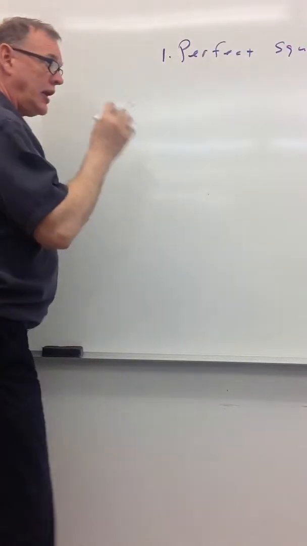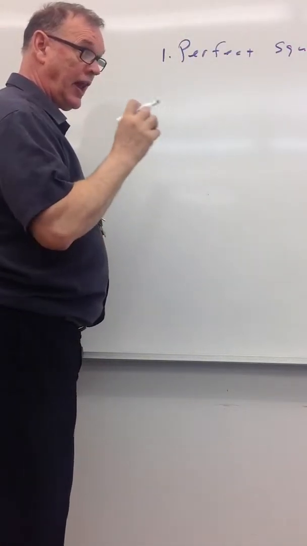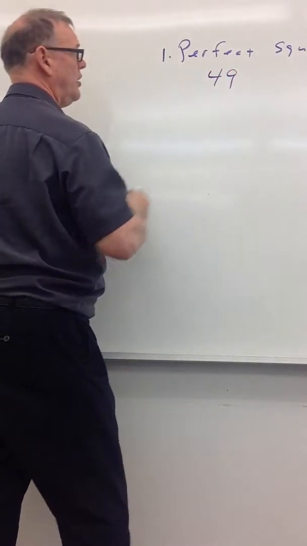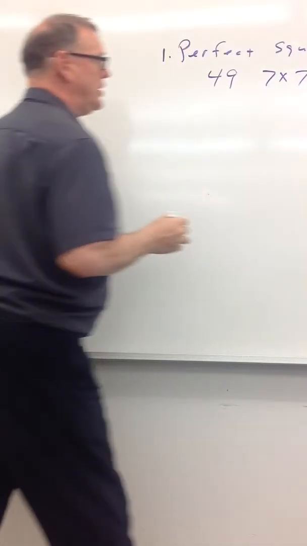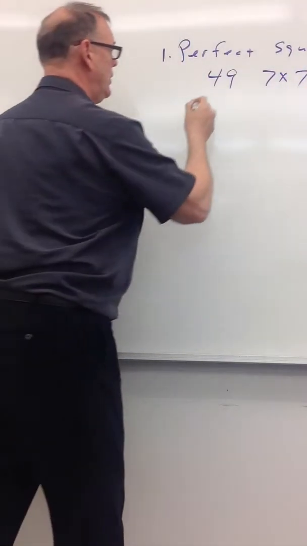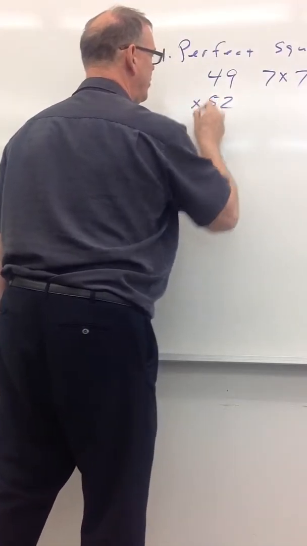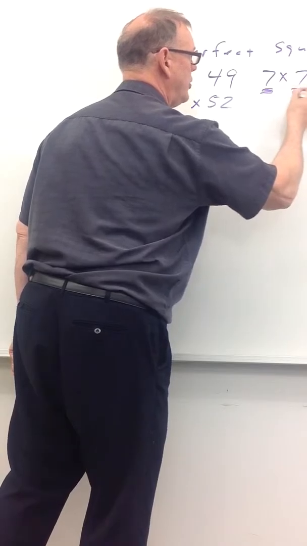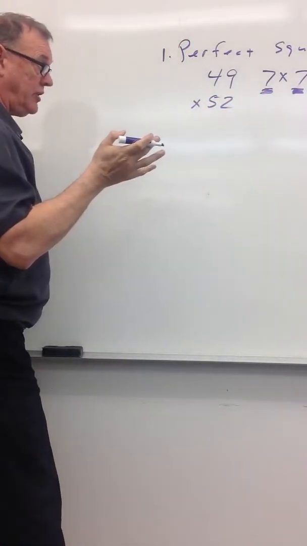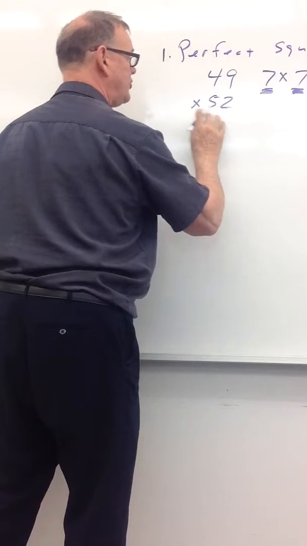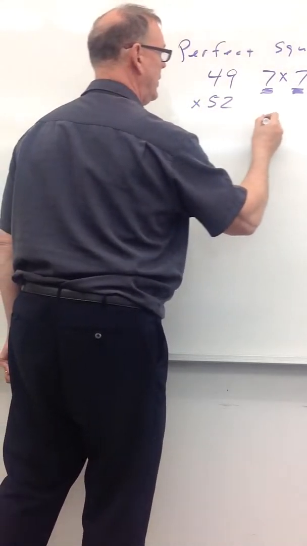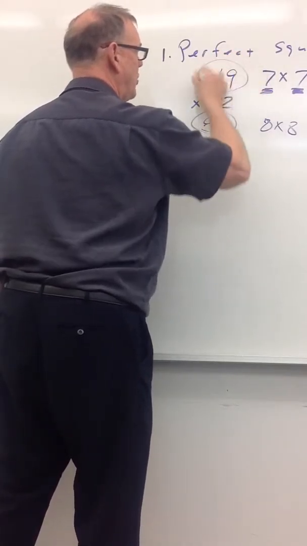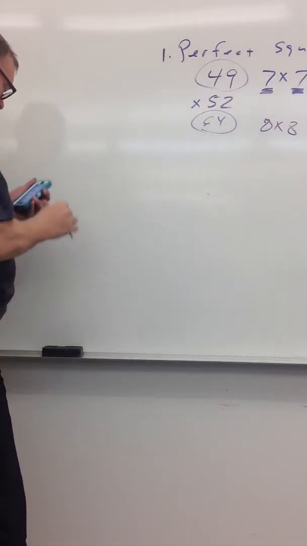A perfect square is a number that has a perfect square root. So 49 is a perfect square because 7 times 7 is 49. 52 is not a perfect square because there's no whole number, 1, 2, 3, 4, 5, 6, 7, that will multiply by itself to give 52. 8 times 8 is 64. 64 is a perfect square, 49 is a perfect square, 52 is not.